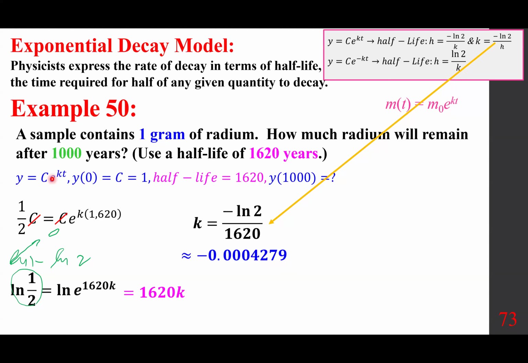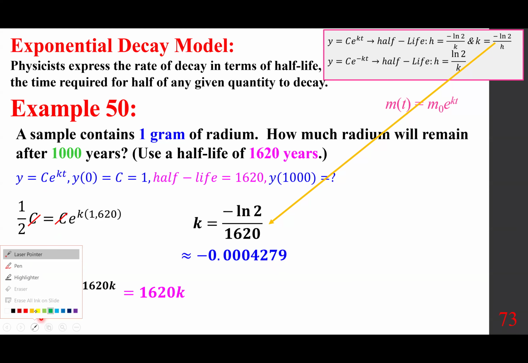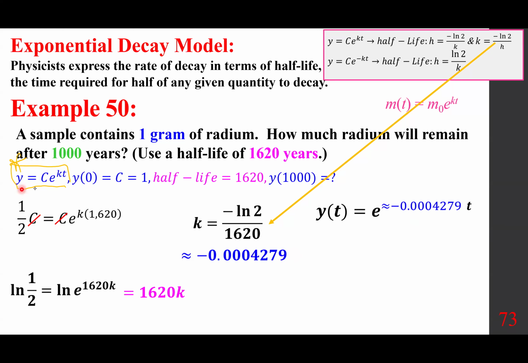And so we write the formula. We go back here for this formula, everybody. For this formula, we replace the c with 1, k with this number. So y of t, that's the meaning of it, is e to the power of negative 0.0004279 t. This shouldn't be there, class.